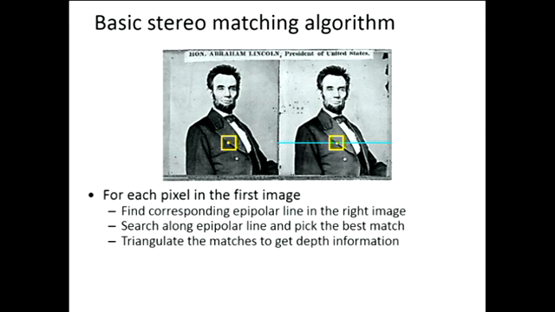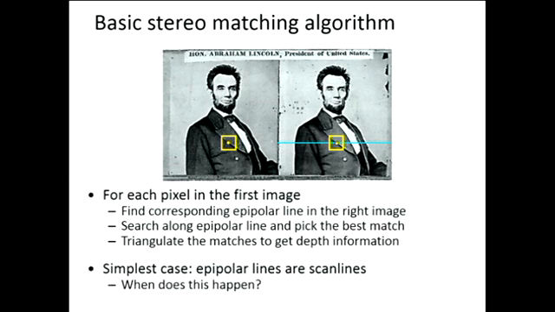If we find where those rays intersect, that gives us the depth. The simplest case is that the epipolar lines are scan lines. And I guess I've already said this, as this will happen whenever the planes are parallel to each other. Actually, there's more constraints. So I will ask you.